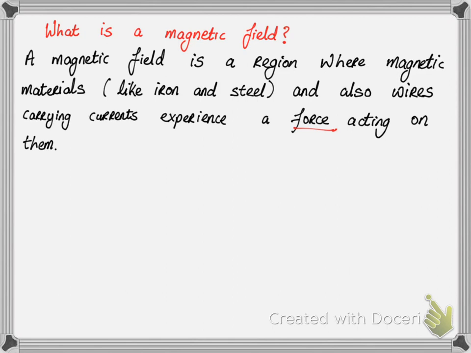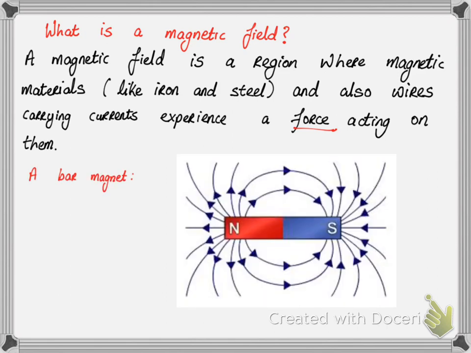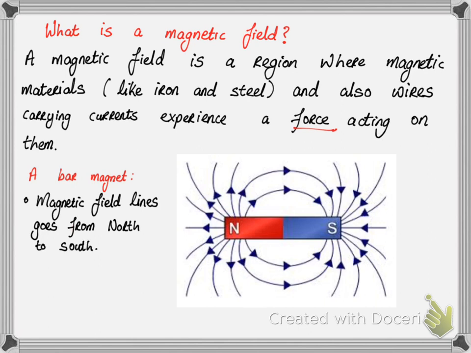When we think of magnets, we usually think of an image of a bar magnet, like so. You can see here that the magnetic field lines run from north to south, and that north is usually shown as a red colour, whereas south is usually shown as blue.